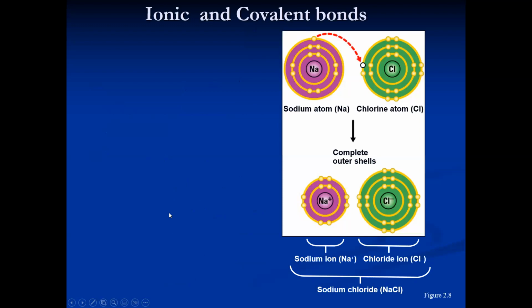Okay, talking a little bit about ionic bonds to start. Now look at sodium up here, this purple atom. It only has 1 electron in its outer shell.